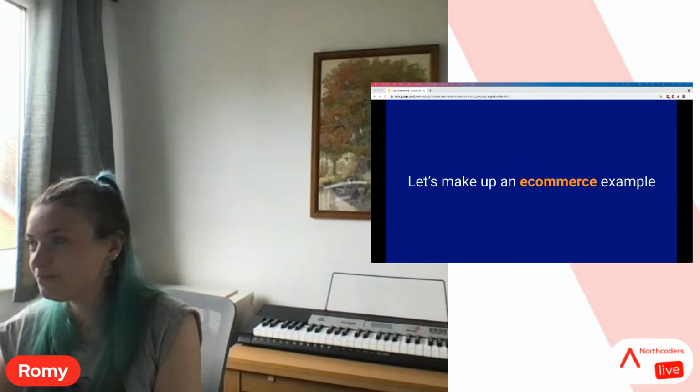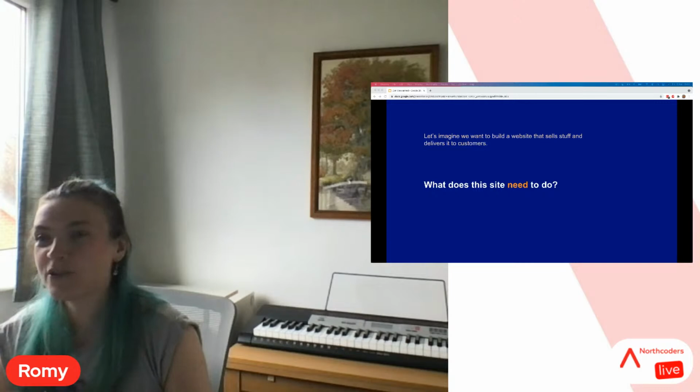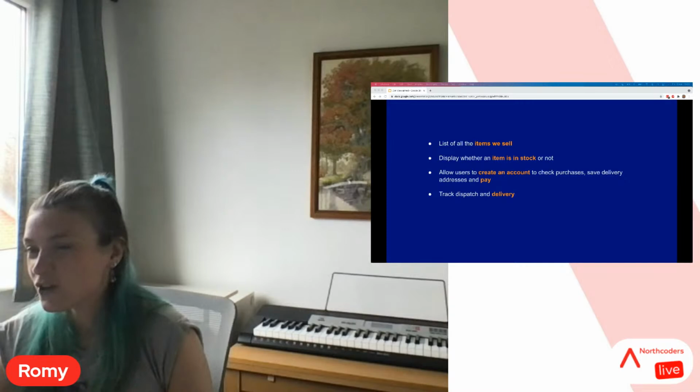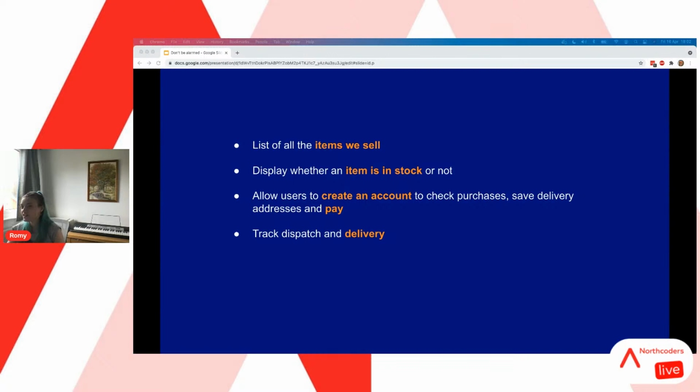So let's make up an e-commerce example. Let's imagine we want to build a website that sells stuff and delivers it to customers. What does this site need to do? It needs to list all of the items that we want to sell, display whether an item's in stock or not, allow a user to create an account, to check purchases, save delivery addresses and pay. You want to track dispatch and delivery. There's probably a load more things that the website could or should do, but we are time limited.